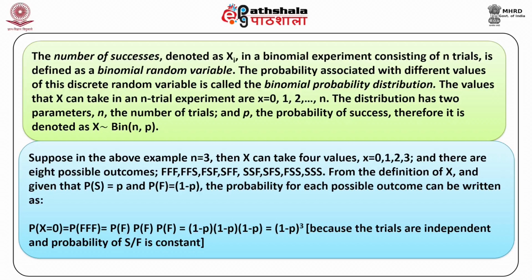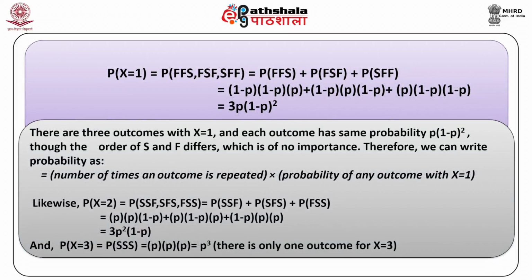Now this is, as I said earlier, because the trials are independent and the probability of success or failure in each trial is constant. Similarly, if we want to know the probability of x equal to 1, then it has three possible situations, and therefore the required probability would be equal to probability of FFS or FSF or SFF, which means success could be either in the third trial, or in the second trial, or in the first trial. All three are the desirable outcomes.